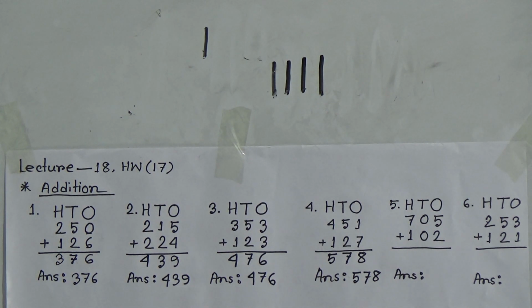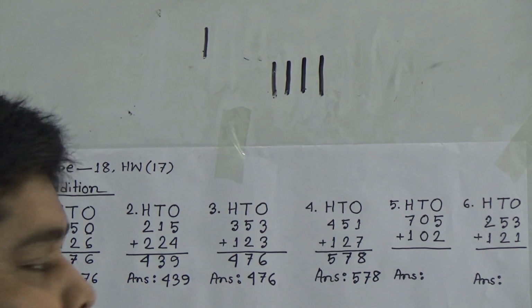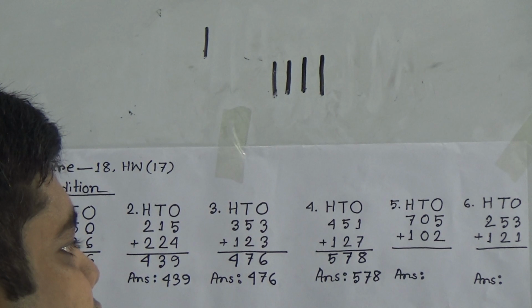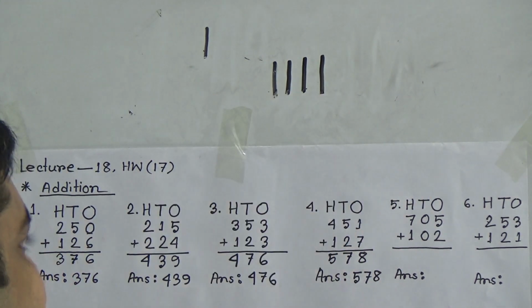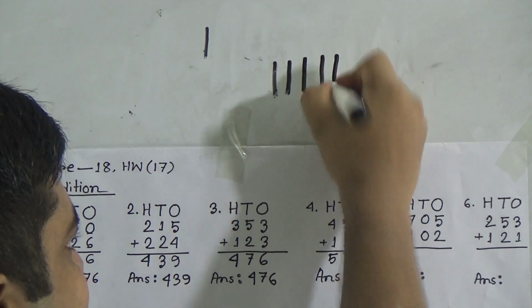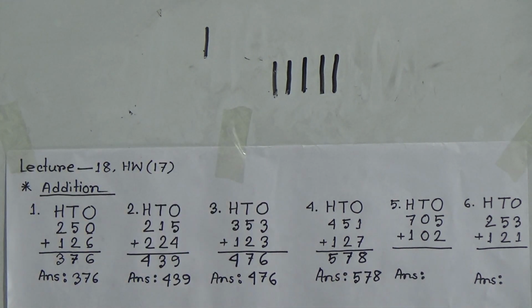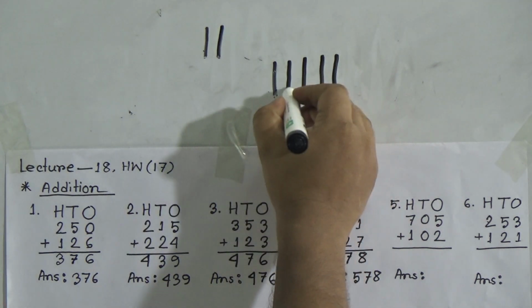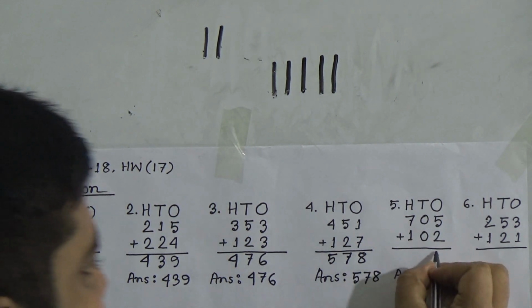Now we shall go to question number 5. Here you notice, here 5 and 2. At first we add 5 with 2. For this reason at first we draw 5 sticks: 1, 2, 3, 4 and another stick. This is called 5 sticks. And 2 means 2 sticks. Now we add in total: 1, 2, 3, 4, 5, 6 and 7. That means if we add 5 with 2, then we get 7.